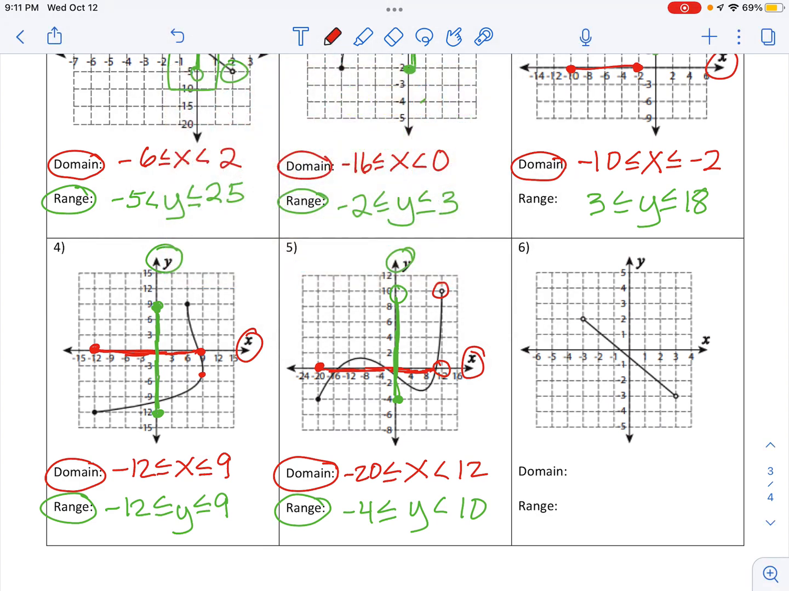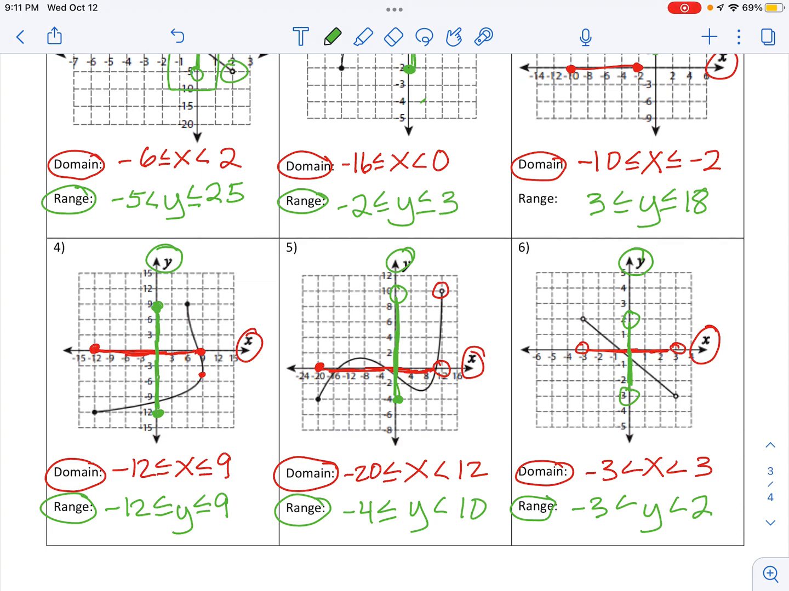And the last example, number 6, starting with the domain, looking at the x's, starting at -3, open circle, headed all the way to +3, another open circle. So x is between -3 and +3, and both of those are open circles. And the range, looking at the y-axis, lowest point is -3, open circle, all the way up to +2, open circle. That means the y's are between -3 and +2. Both are open circles, so neither inequality sign will be equal to.